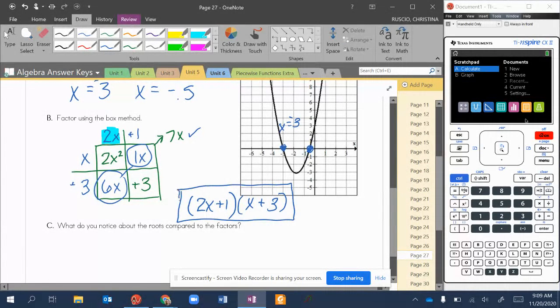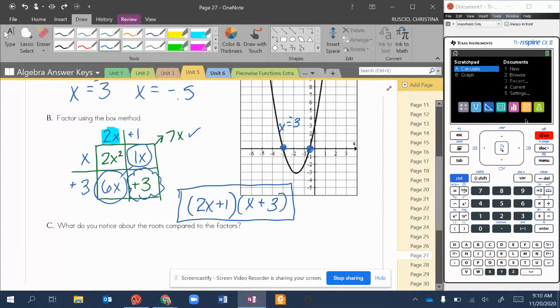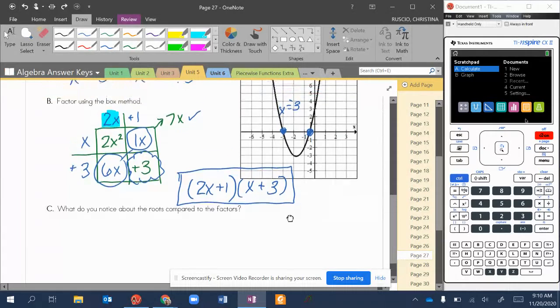Okay, so something that we just learned here is that even though the two numbers will multiply to this bottom corner, sometimes we have to do a switcheroo and flip-flop those spaces. Okay, so what do we notice about the roots compared to the factors?